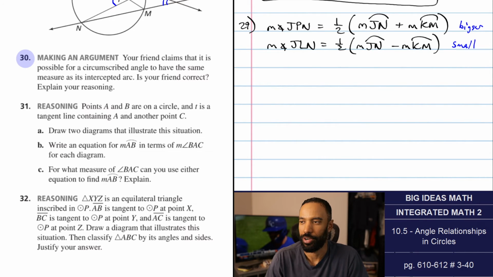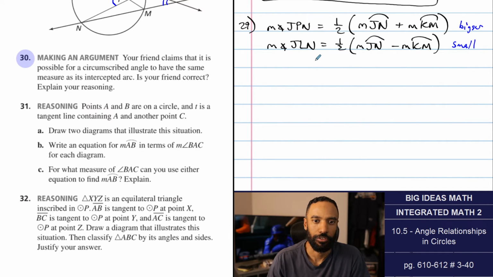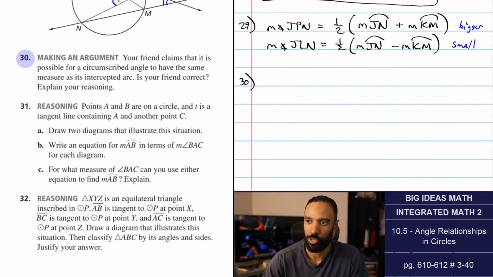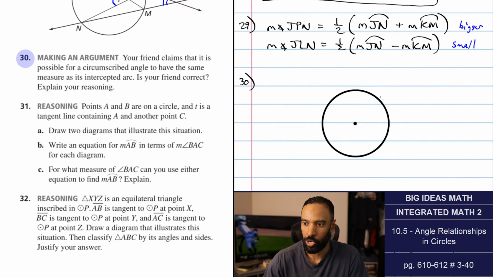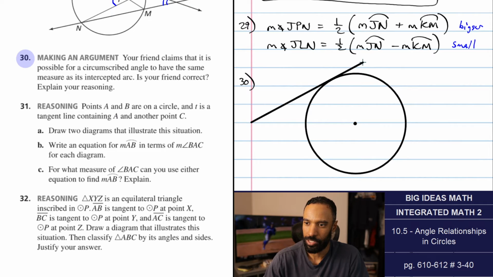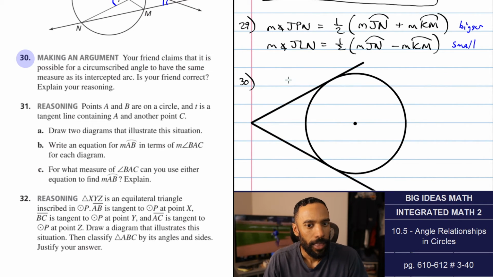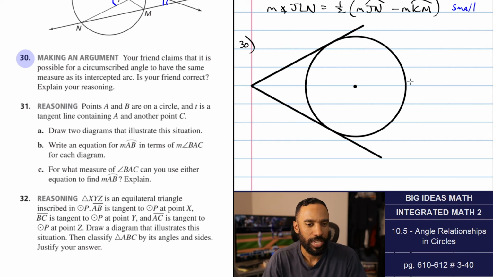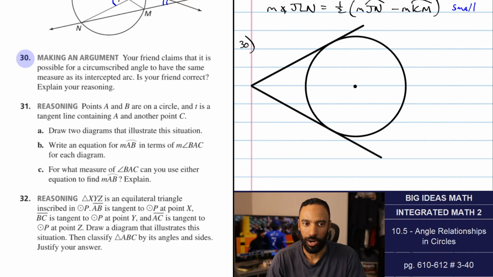All right, number 30, making an argument. Your friend claims it's possible for a circumscribed angle. That's the one with the two tangents. I already want to draw it because I'm sure I'm going to have to do something with it. So a circumscribed angle, like this, it's possible to have the same measure as its intercepted arc. Is your friend correct? Explain your reasoning.